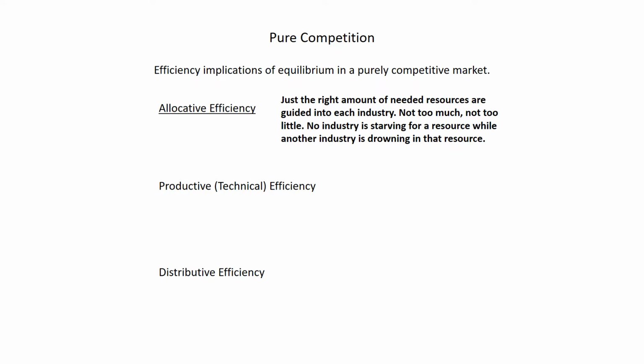The industry that was drowning in that resource would squander, underutilize, and otherwise misuse the resource. Both of these outcomes would result in the industries not making the best use of society's scarce resources. One reason that market economies have a higher standard of living than command economies is that market economies do a much better job of allocating resources. You'll see in just a moment that in a purely competitive industry, resources are allocated in the most efficient way.